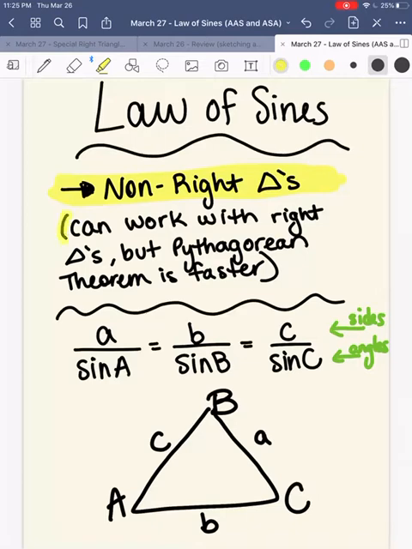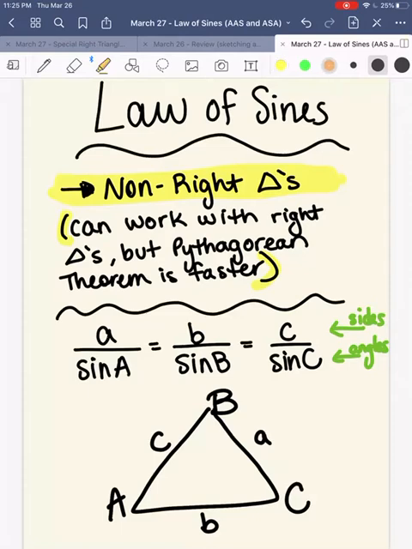I did want to point this out right here. You really can use the law of sines with right triangles, but Pythagorean theorem and SOHCAHTOA is faster, okay? Well, you can be the judge yourself in just a moment. We just try to distinguish that in math. If you have right triangles, you want to use SOHCAHTOA or Pythagorean theorem. With non-right triangles, you want to use the law of sines or the law of cosines, okay? So we're going to do the law of sines today.